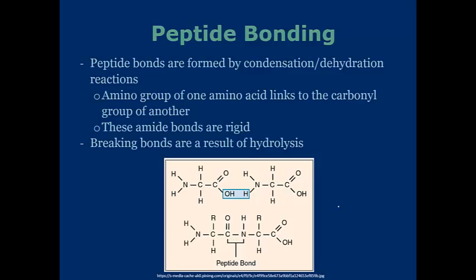Proteins are formed when amino acids exhibit peptide bonding. These are bonds that are formed by condensation or dehydration reactions. The amino group of one amino acid is going to link to the carbonyl group of another. These amide bonds are rigid, so the proteins that are formed from this are going to have to fold in other ways. These bonds don't rotate very much.